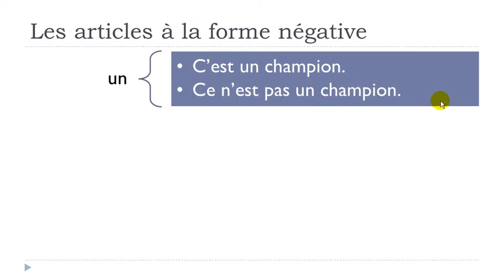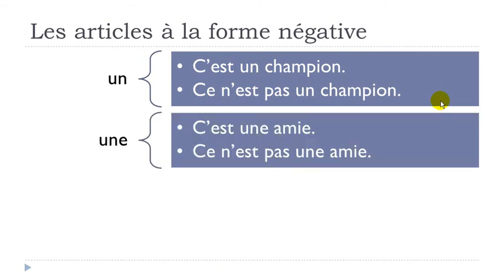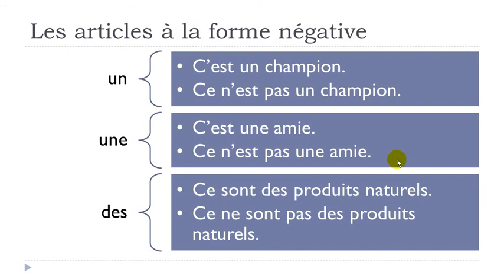So you will keep your article as you had previously here, un. It doesn't change. Feminine form, c'est une amie. Negative form, ce n'est pas une amie. Feminine, it's exactly the same rule, so une will stay here. You don't modify it. And for the plural, ce sont des produits naturels. Produits, products, naturel, natural. Ce ne sont pas des produits naturels.